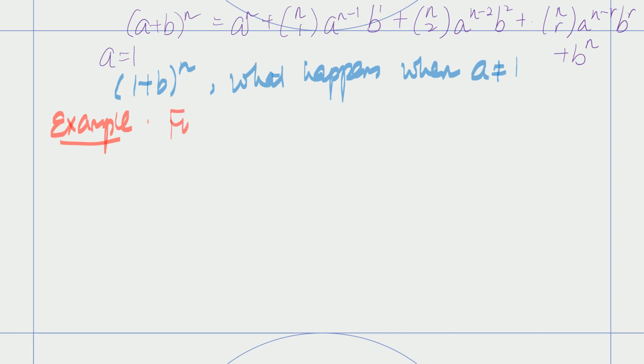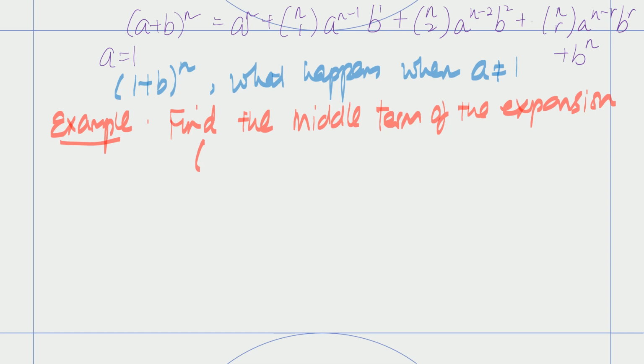All right, you are asked to find the middle term of the expansion (2 plus x over 2) to the power of 6. So we are asked to find the middle term of this expansion. Okay, so there are two things here. What are the two things? The first thing is, what is a middle term? What does middle term mean to you?